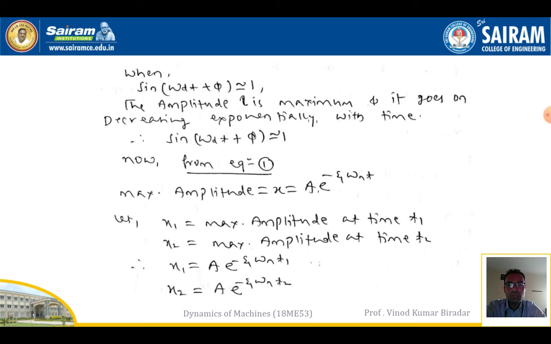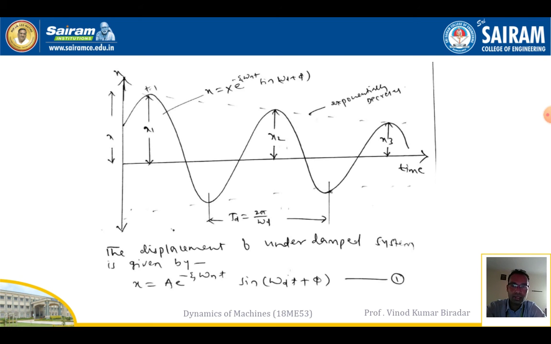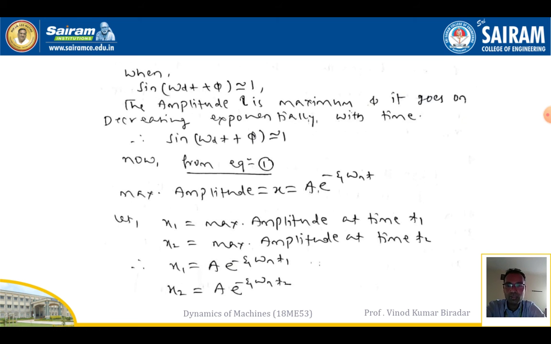So let us assume x1 is the maximum amplitude at time t1 in the diagram, and x2 is the maximum amplitude at time t2. Therefore x1 is equal to what? A into e to the power of minus zeta omega n into t1, and x2 is equal to A into e to the power of minus zeta omega n into t2. These are the two maximum amplitudes of the particular equation.